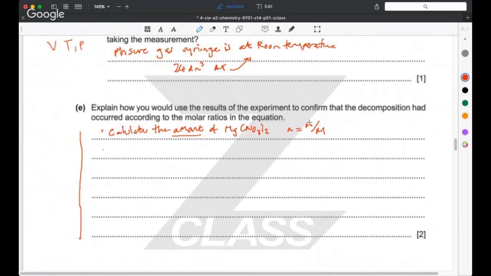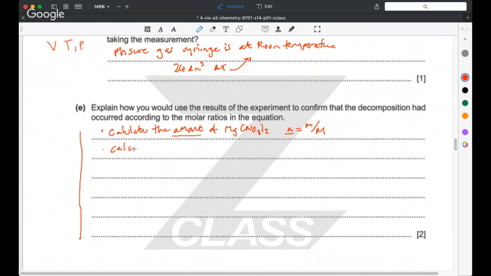Because if you remember, we were determining that mass by difference. We did a subtraction earlier on to work out the mass of magnesium nitrate. The molar mass, you can use your periodic table to work that out. You've determined the mass by the differences, and you've calculated the molar mass, so you can calculate the amount, the number of moles, of magnesium nitrate.